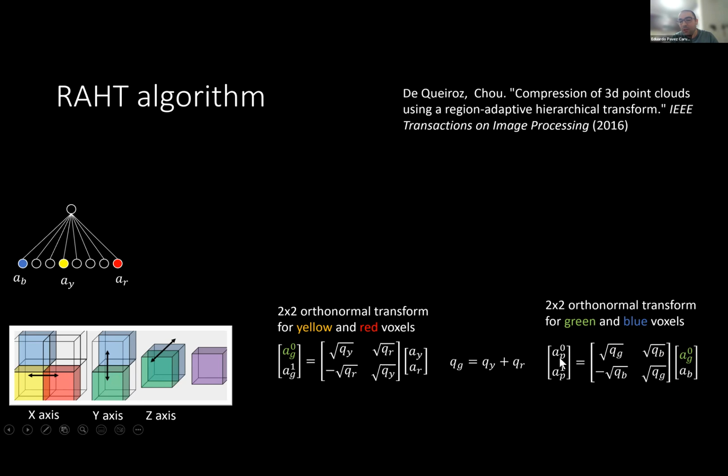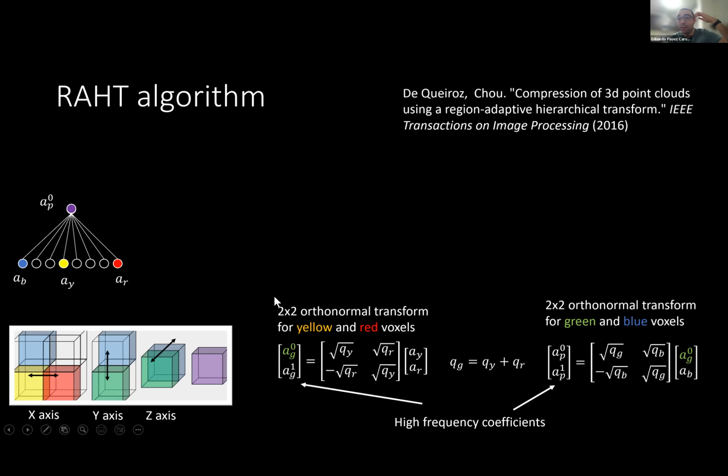And then the importance here, maybe a key equation, is that the importance of the green attribute is the sum of the importances of the yellow and red, which are computed in the previous step. And then this produces this purple attribute, this purple low pass coefficient here. Basically, you have one low pass coefficient now and two high pass coefficients. And then you promote this low pass coefficient to a lower resolution level on the octree.